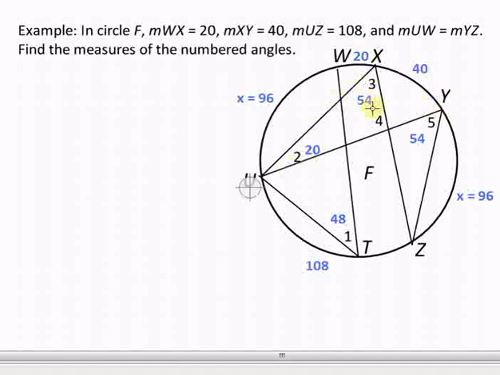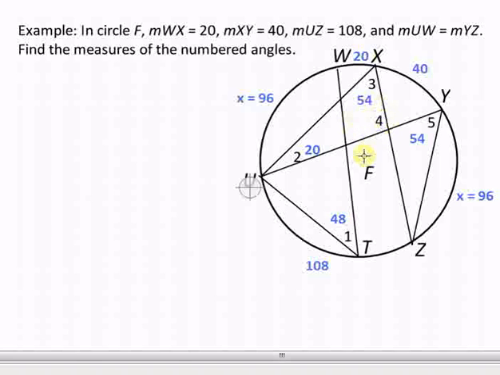Angle 3, it's a little bit wider, it intercepts arc UZ, which is 108 degrees, so it's half that, which is 54. I'm going to skip 4 for a second and go straight to 5, another inscribed angle. It also intercepts a 108 degree arc, so it's 54. And then finally, number 4, you might be tempted to say, well, it intercepts a 116 degree arc, and so it's half that. But I caution you, because angle 4 is not an inscribed angle.